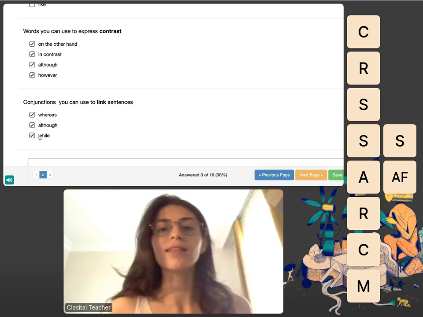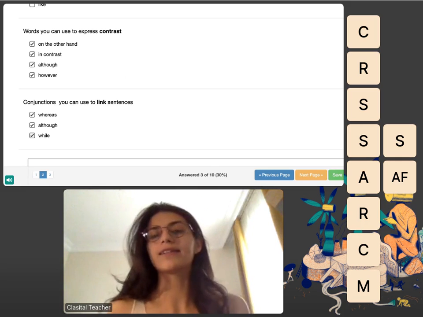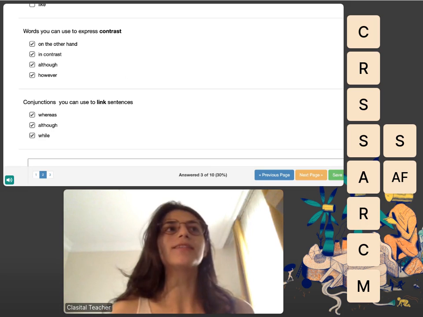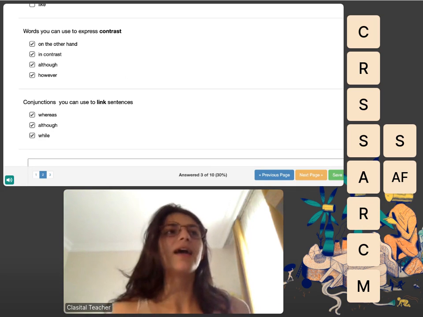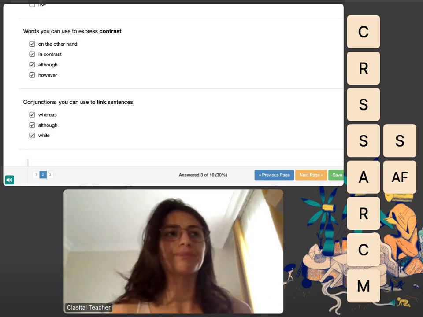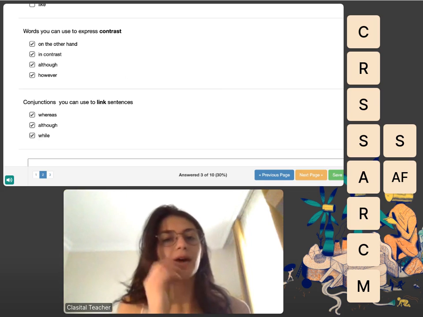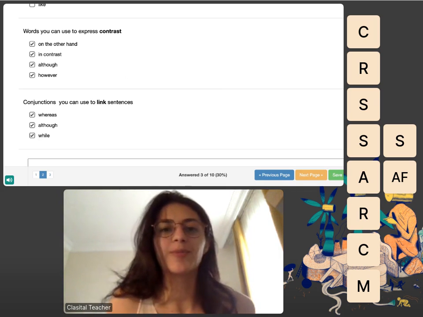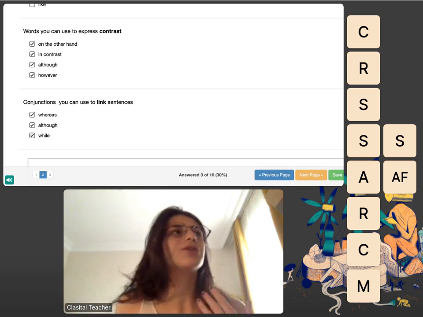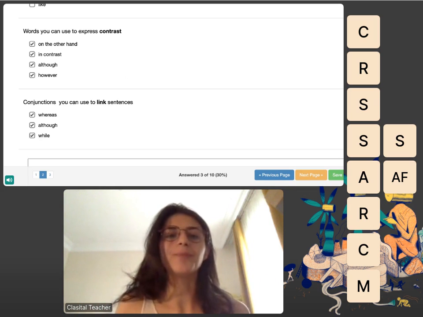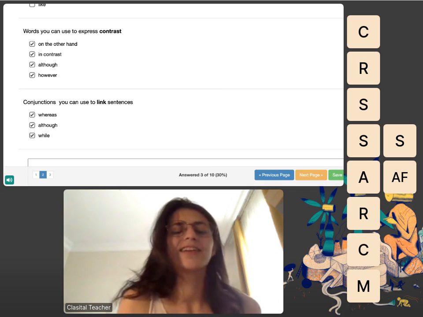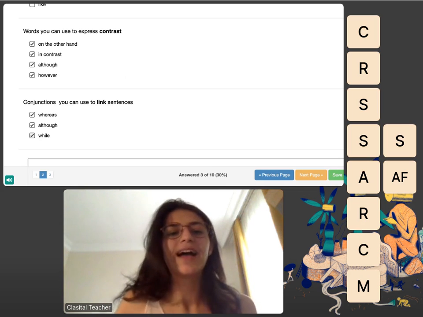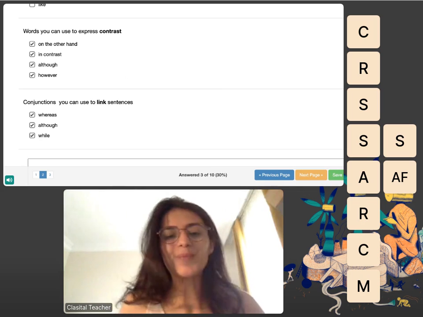And we can use while synonymously to whereas as well. But while also has that meaning in which there is not necessarily a contrast. But you can just say, while I'm talking, my students are listening, for example. So the two events happening at the same time, while can connect those two sentences. Any questions so far?